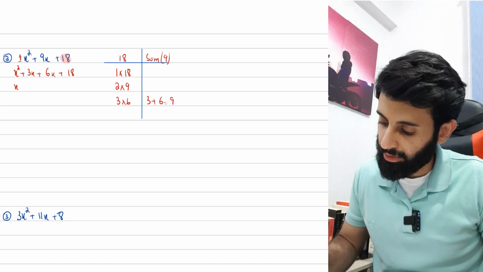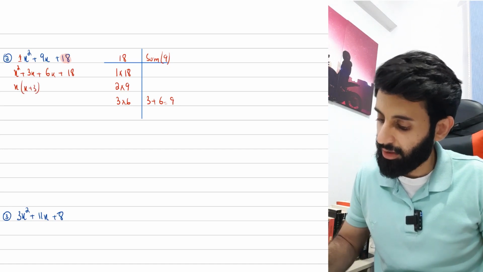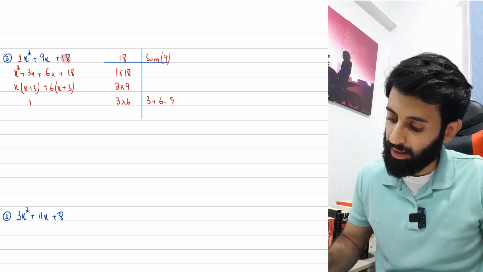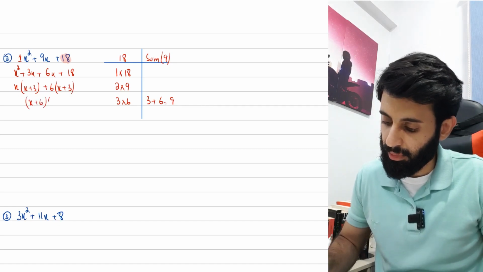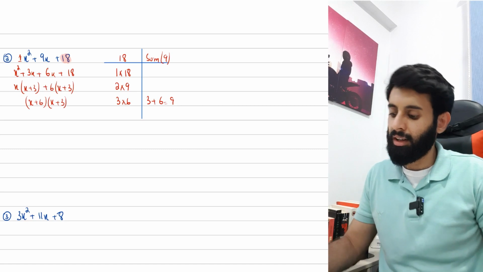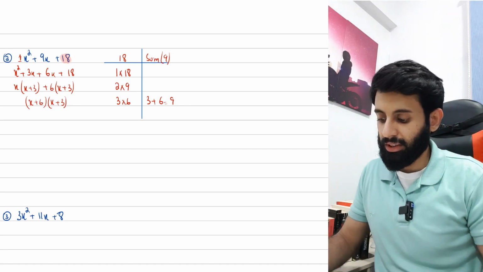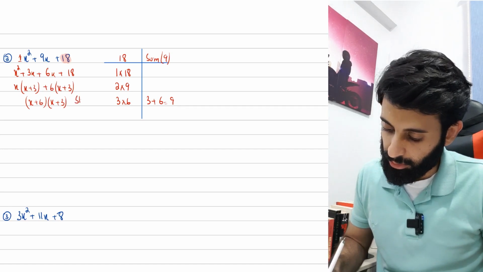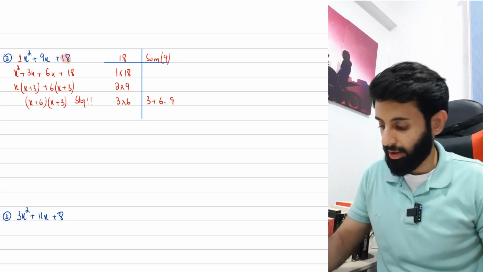And then in the first pair, you can factor out x, so you get x plus 3. In the next pair, you can factor out 6, so you get x plus 3 again. And the fact that they're both the same means that you've done it correctly. And over here also, you can change the order. You can write x plus 3 first and then x plus 6. It makes no difference. But what's important is that you remember that this is the point where you stop.